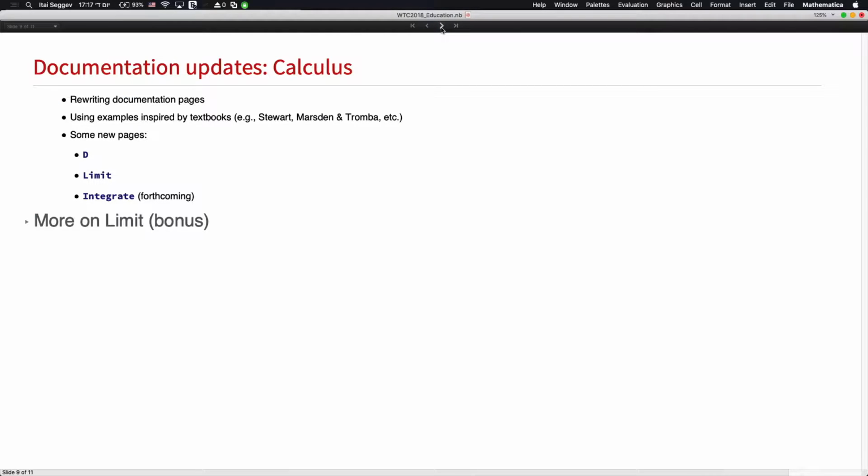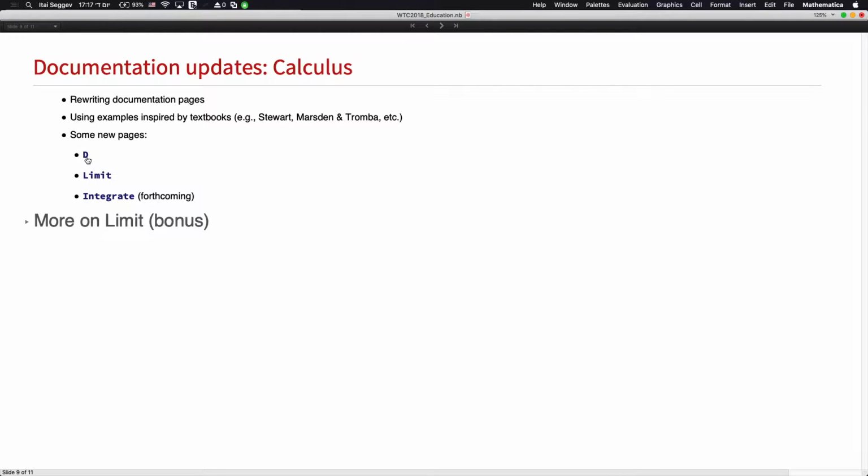Okay, so the last area, and I'll talk briefly about this, is we've been slowly updating the documentation for our functions. A lot of our examples are now inspired by actual textbooks. I mean, we had a group of interns who solved every problem in Stewart using Mathematica. We also looked at Marsden and Tromba for the vector calculus, Colley, and so on and so forth.